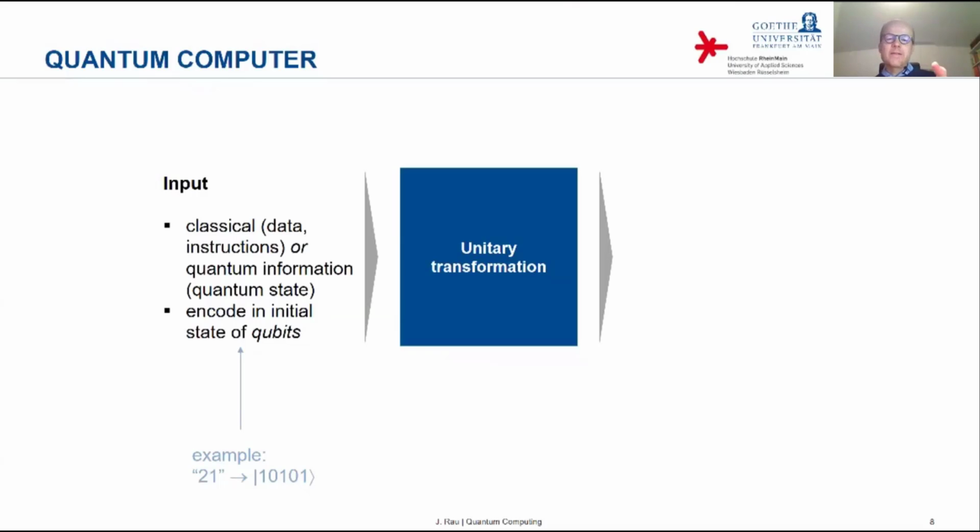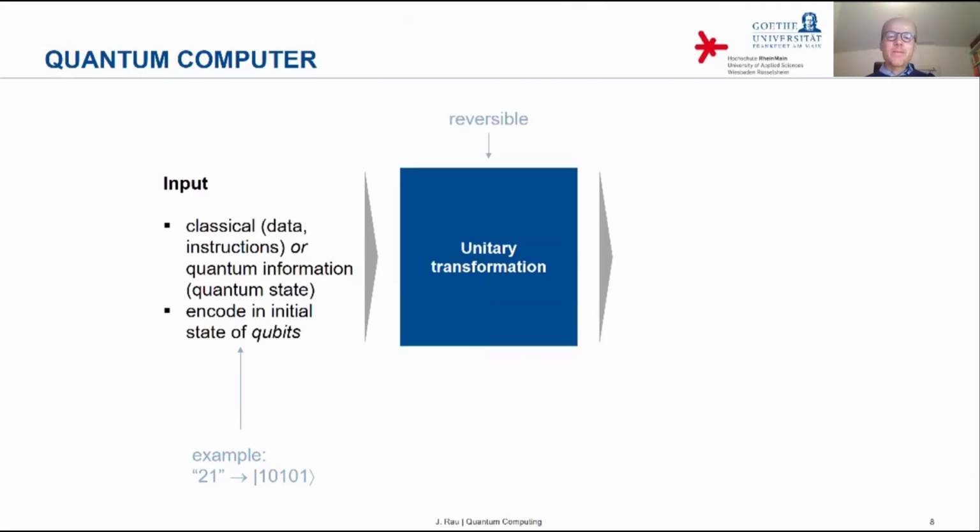So in this example, you have 5 qubits. So the system lives in a 5-qubit Hilbert space. That's a Hilbert space of dimension 2 to the power 5. It's a pretty big Hilbert space. And in this Hilbert space, your quantum computer does a unitary transformation.